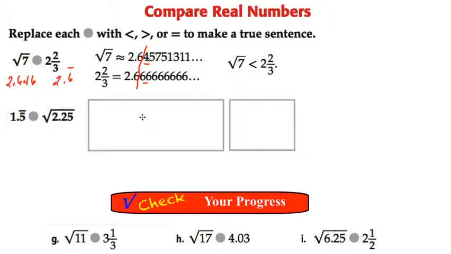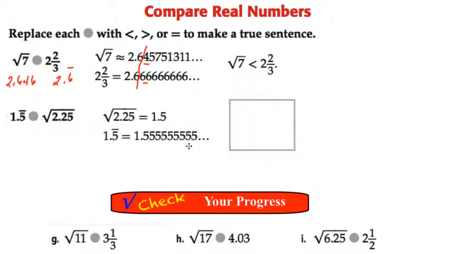All right, for 1.5 repeating and the square root of 2.25, we get these decimal values. This one ends, it's just 1.5, and 1.5 repeating is 1.555. Well, what does that mean? 1.5 by itself means the next digit would be a 0, right? So if we look to the hundredths place, 1.5 repeating is a bigger number. So therefore, 1.5 repeating is greater than the square root of 2.25.